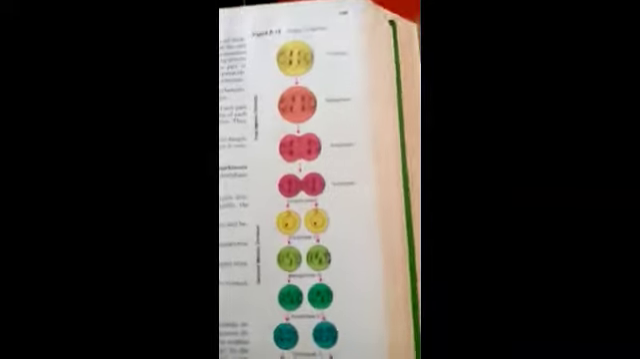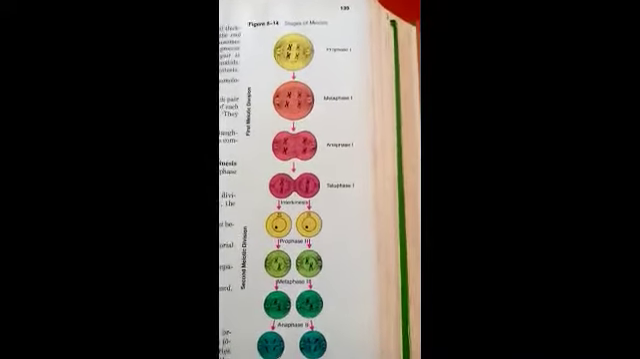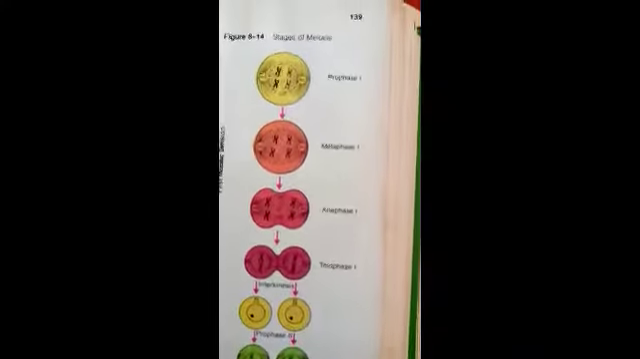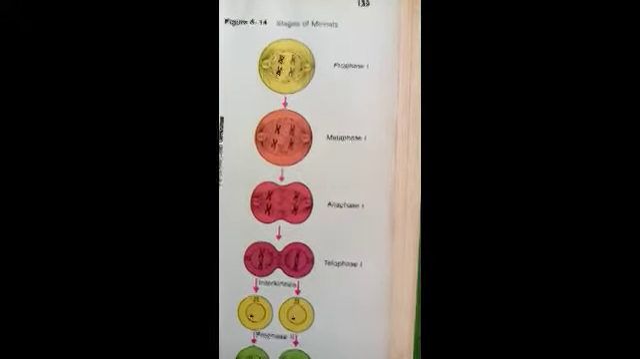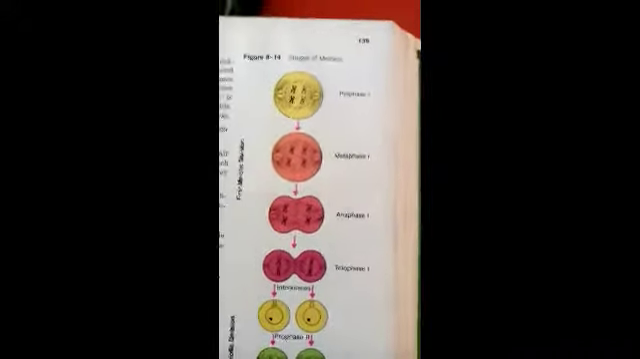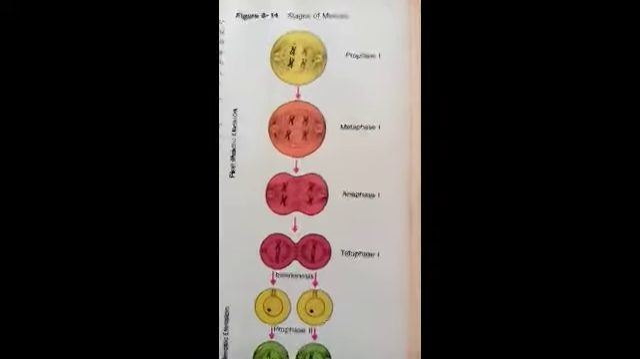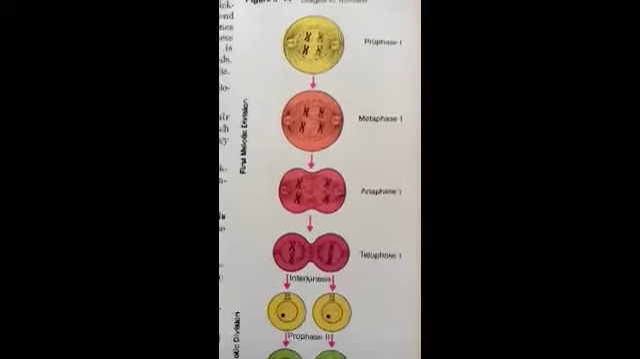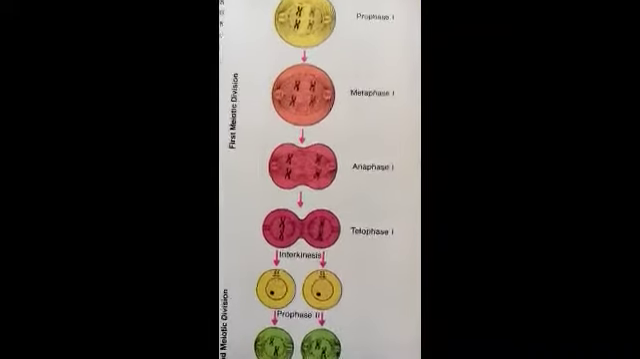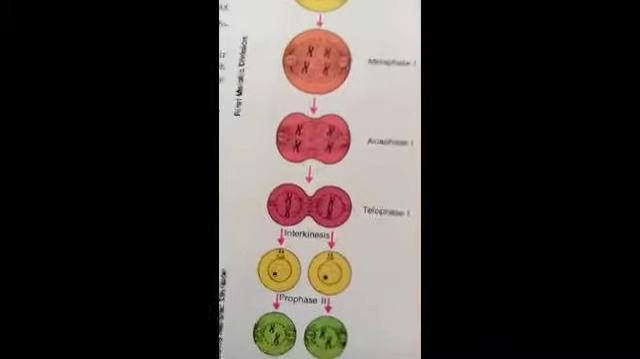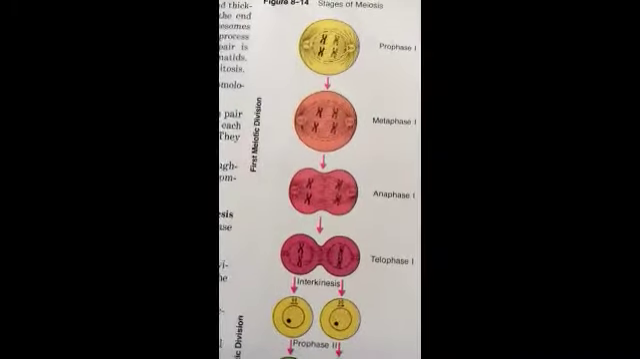But let me also say here that the details of what happens resemble the same thing that happens during mitosis. Now look at the diagram of meiosis. Prophase 1. During prophase 1, just like we said, the chromosomes will thicken, the chromosomes will become visible, and the chromosomes will pair up. During metaphase 1, the paired chromosomes will line up in the equatorial region, like we said before.